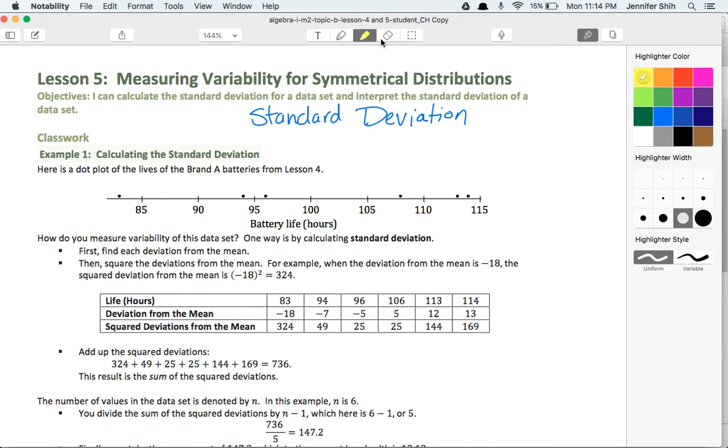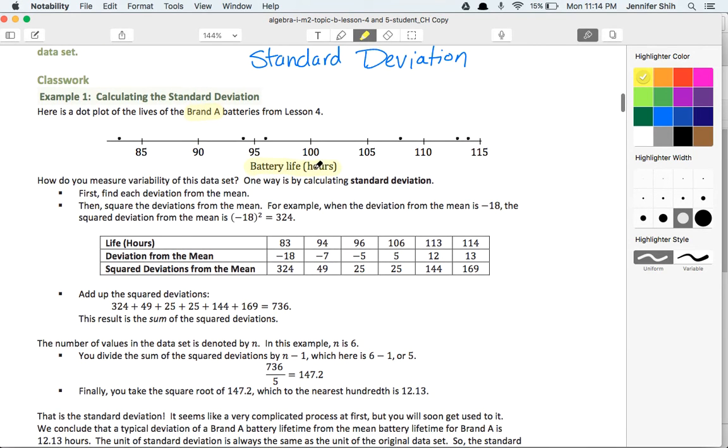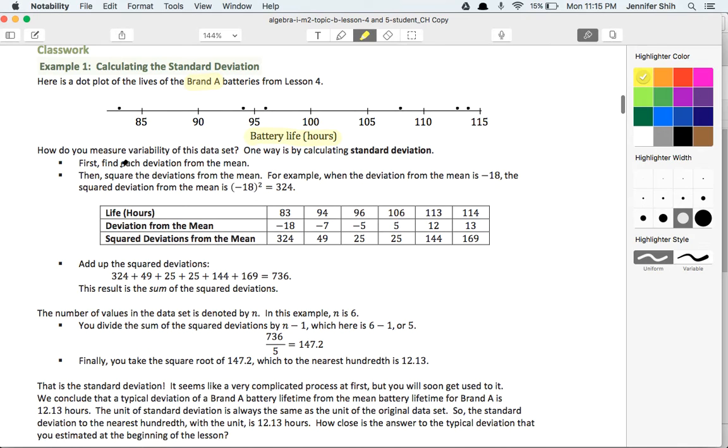And what we're going to do is I'm taking my highlighter and I'm going to switch over to my pen too, and I'm going to annotate it. So here's a dot plot of the lives of brand A batteries from lesson 4. We just saw this in the last video. It's in hours, so these batteries are between 94 and 115 hours of battery. So how do you measure the variability of this data set?